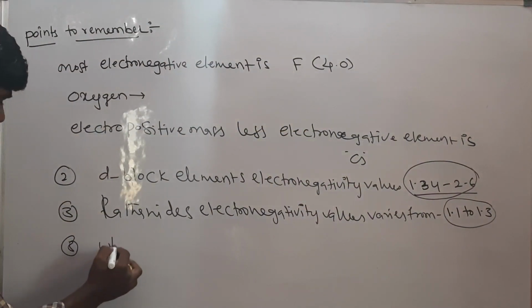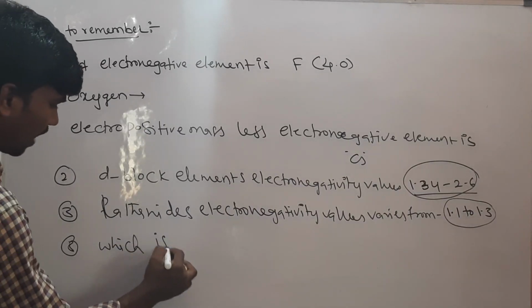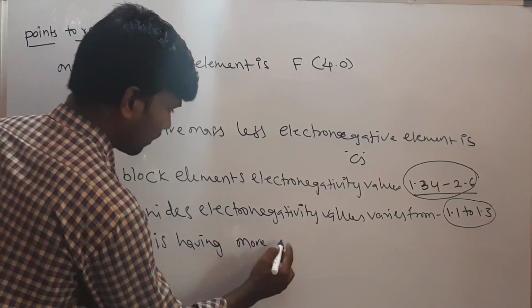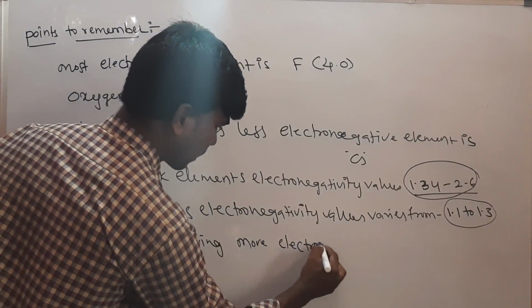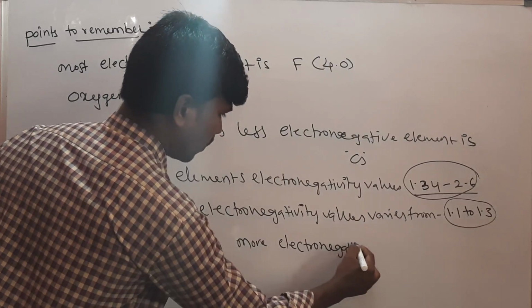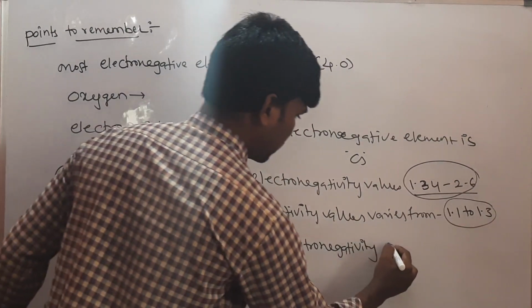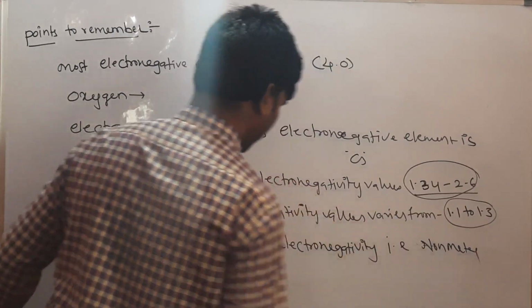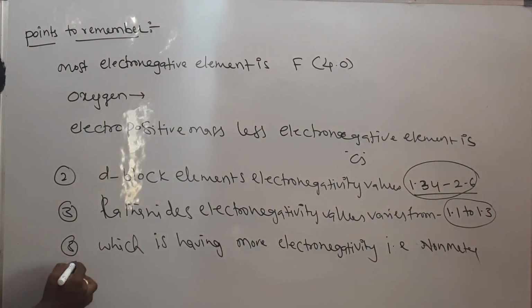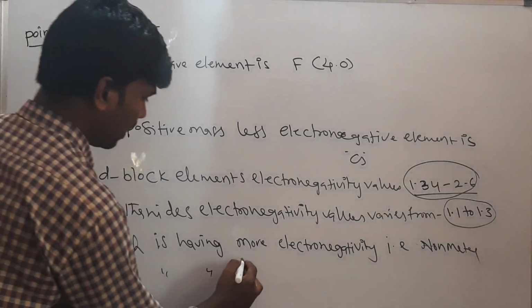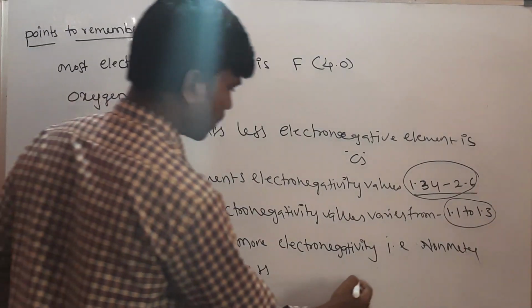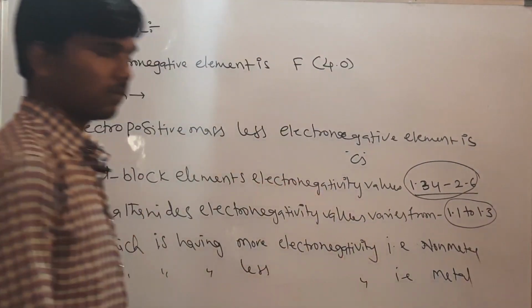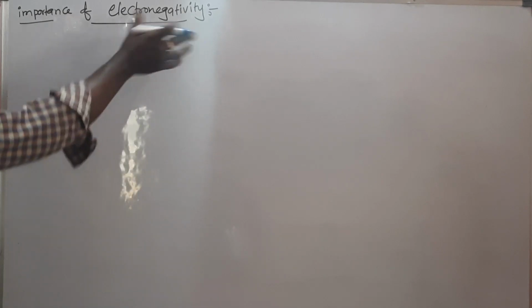And which is having more electronegativity? That is non-metal. And which one is having less electronegativity? That is metal.